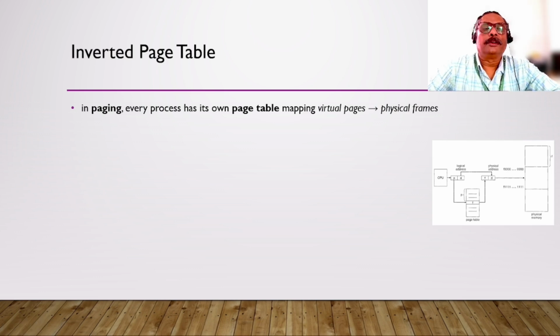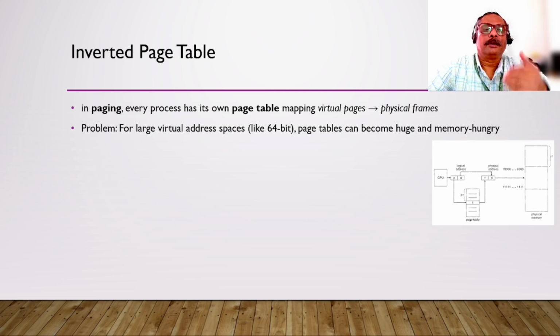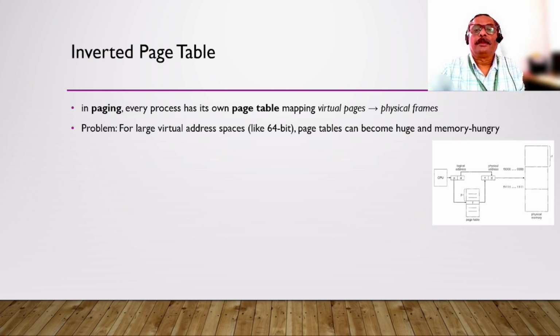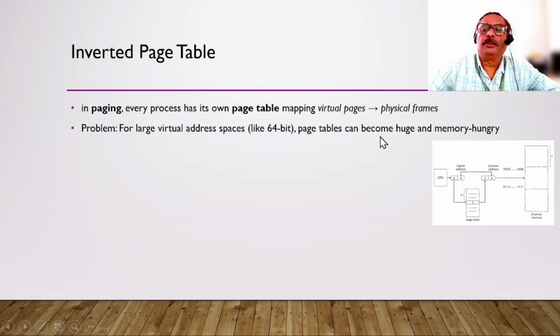It comes with some cost, and that problem is when the virtual address space is large, then the page tables will be very huge, and will definitely consume a lot of memory. When the page addresses are large, like 64-bit paging, then the page table becomes very huge, and we require one page table for every process. Therefore, if we have n processes, then we are going to have n page tables, and that itself is going to occupy a lot of space.